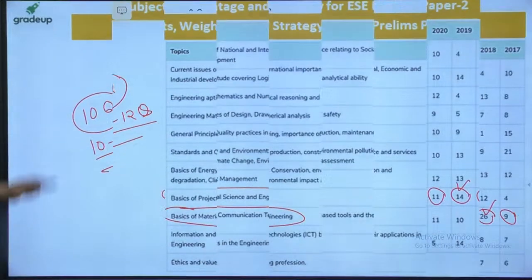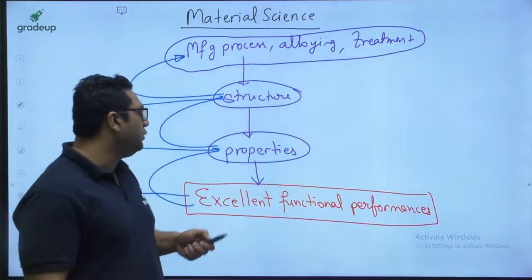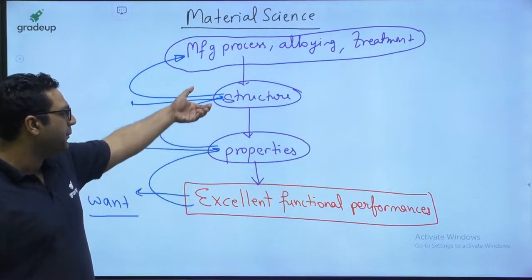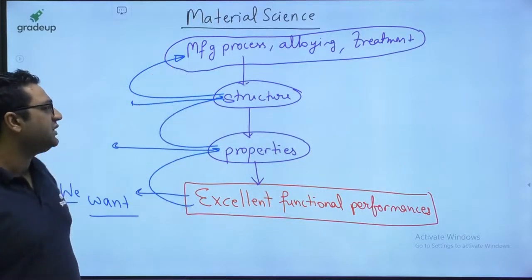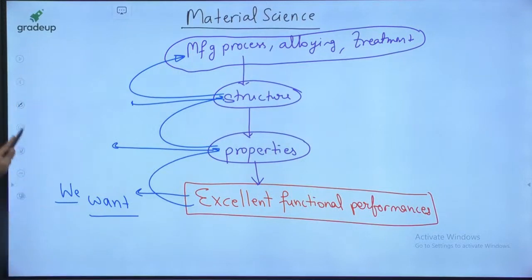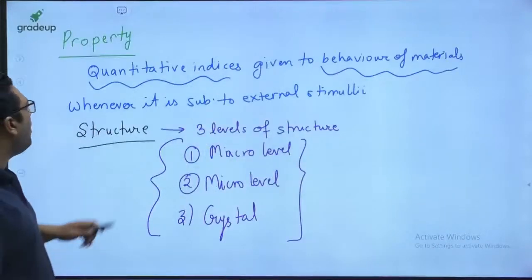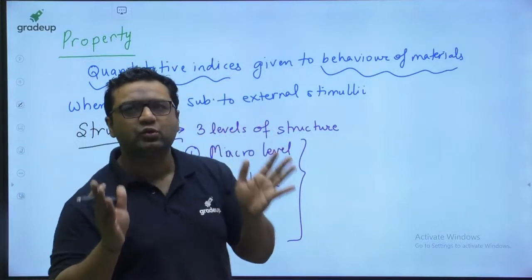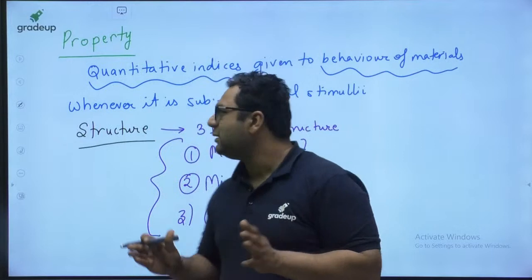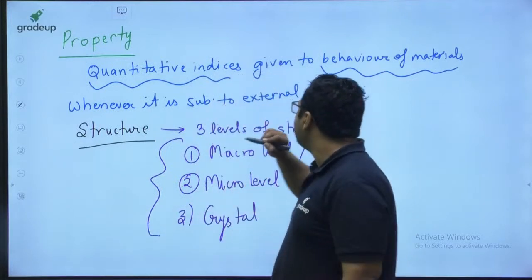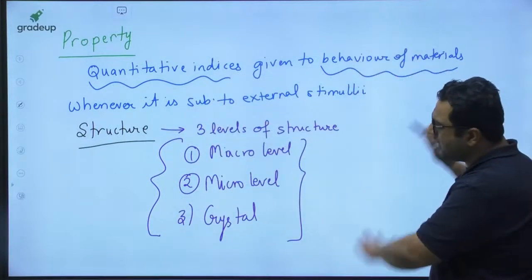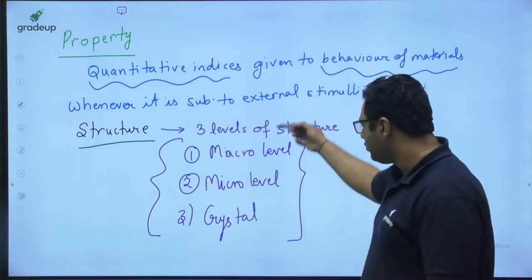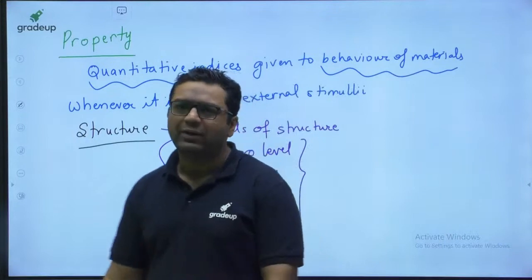So now let us start. As I already told you, this is our expectation and that depends on property. Property depends upon structure. Structure depends upon manufacturing process, alloying element and treatment. Properties are the quantitative indices, meaning some numbers you are giving. That number is given to the behavior of material that we covered yesterday, whenever it is subjected to external loading. There are 3 levels of structure: macro, micro and crystal.